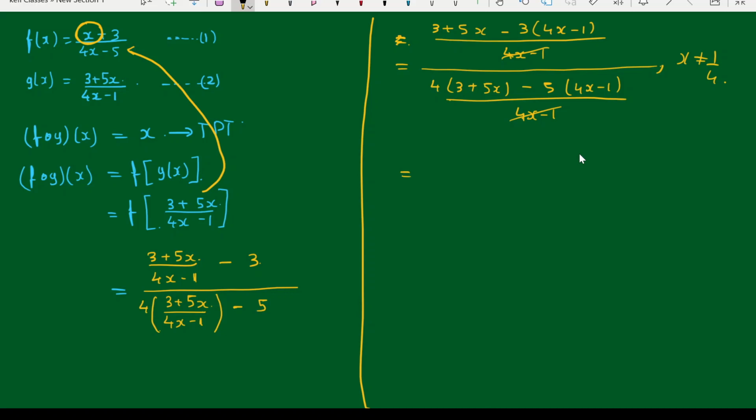So this becomes equal to 3 plus 5x minus 12x plus 3. 4 into 3 is 12 plus 20x minus 20x plus 5. Okay. कुछ तो गलत हो गया ना? Is it 4x minus 1 or 4x plus 1?